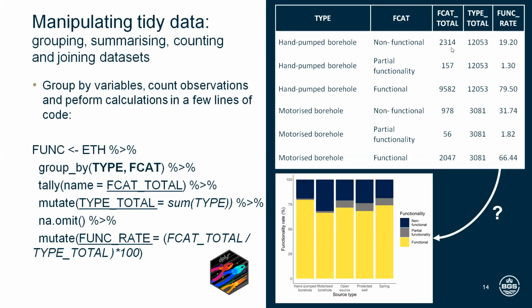And this is what we end up with. So we have our type, our functionality category, our total number of non-functional, partially functional, and functional boreholes, the total number of each water source type, and then our functionality rate. So this we can then turn into this plot, and on the next few slides I'm going to demonstrate how we do that.